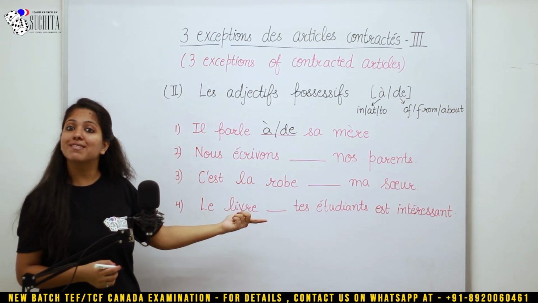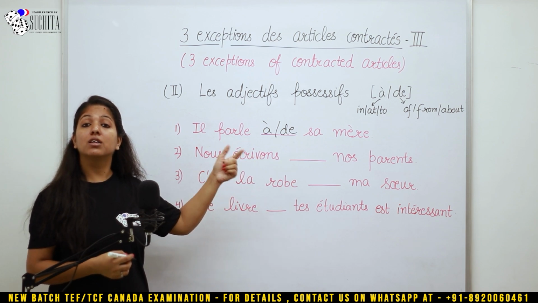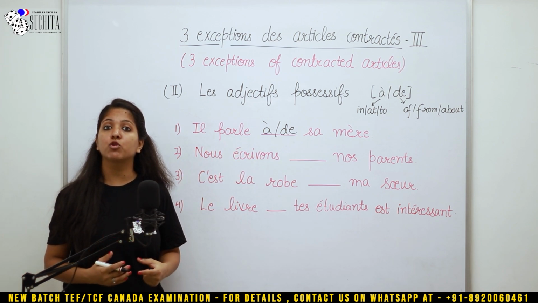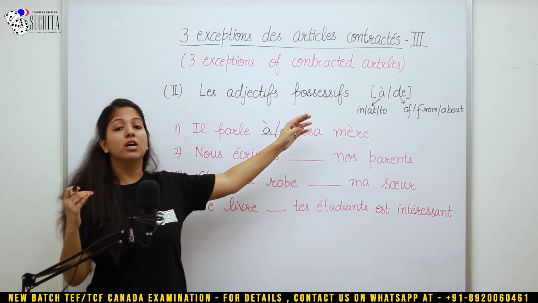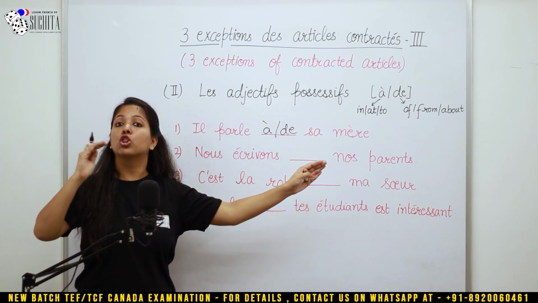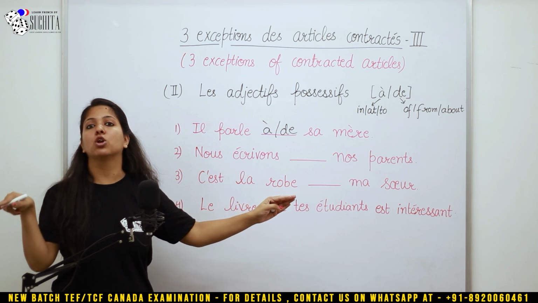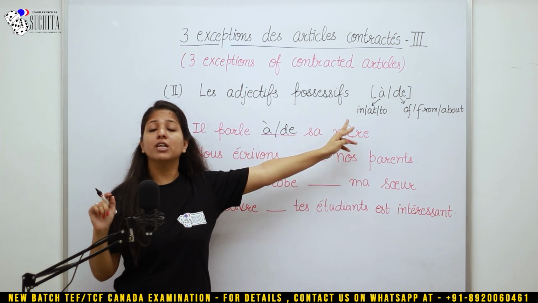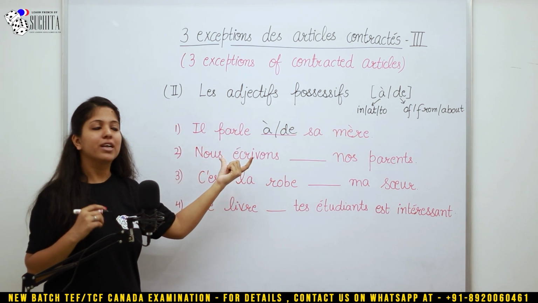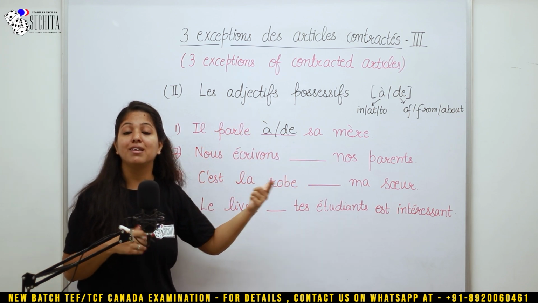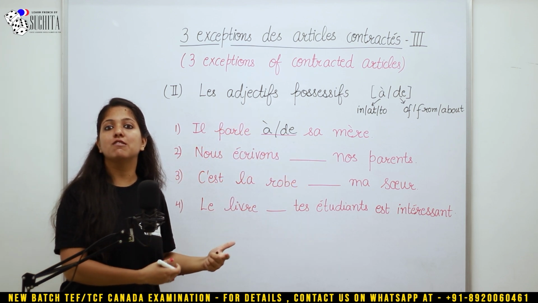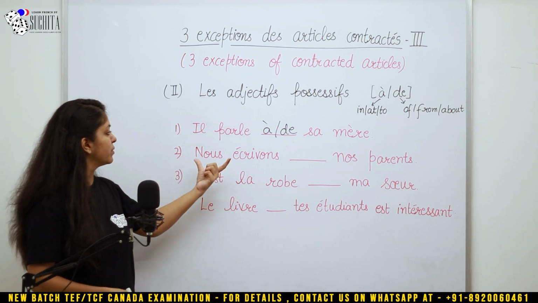Il parle de sa mère. Both are okay. But the main thing is that you do not have to use the definite article le, la, le. So you will not add à plus le or à plus la or de plus le or de plus la. That you will not do. You will simply put either à or de. Alors, il parle à sa mère ou il parle de sa mère. He speaks to his mother or he speaks about his mother.